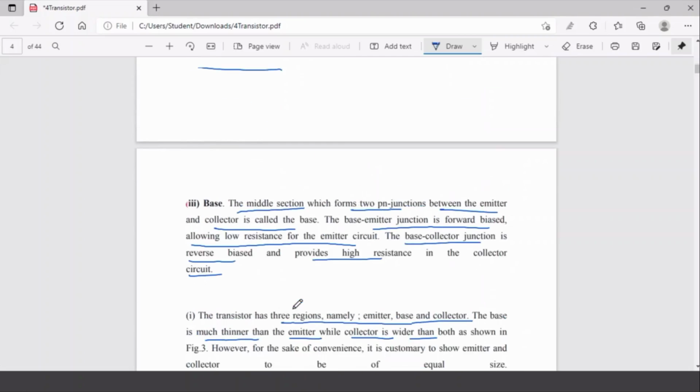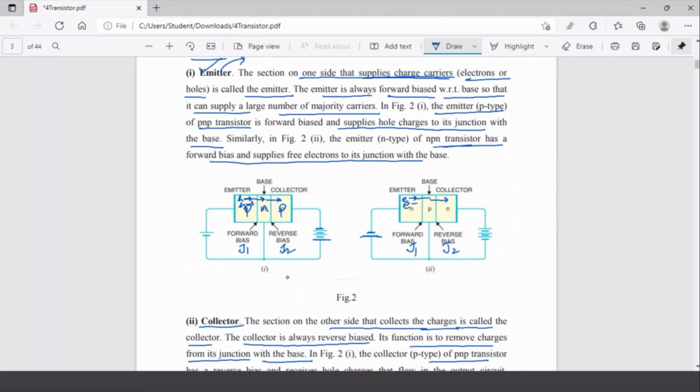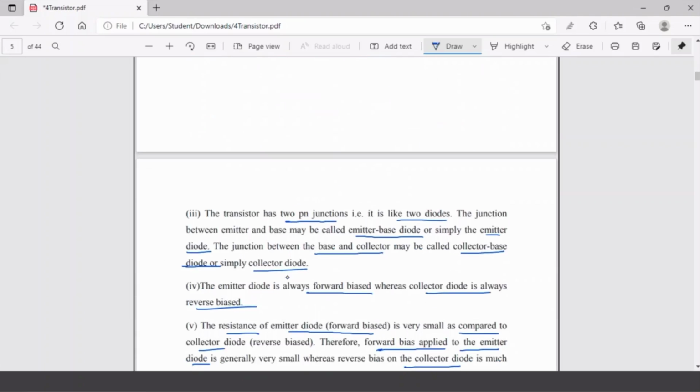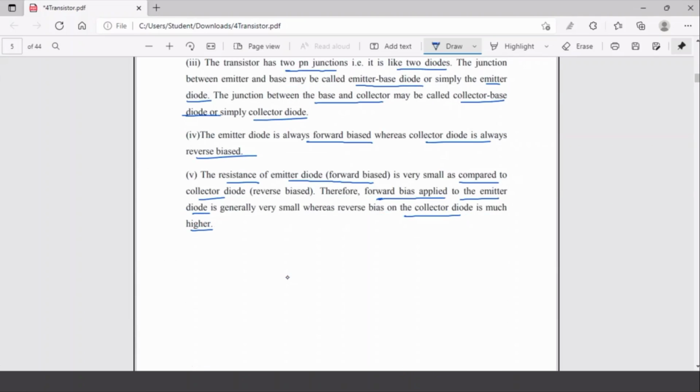So here you can see the difference in the biasing. Here we have applied some biasing, and here also we have applied some biasing, and we have said that we require forward bias at this junction J1. Here we require reverse bias. So you can see the difference in the number of cells which we have connected. What does this represent? Only a very small potential difference, a smaller biasing voltage, is required here, whereas here we require a higher biasing voltage. So the forward bias applied to the emitter diode is very small, because the resistance of the emitter base region is very small compared to the collector base region.